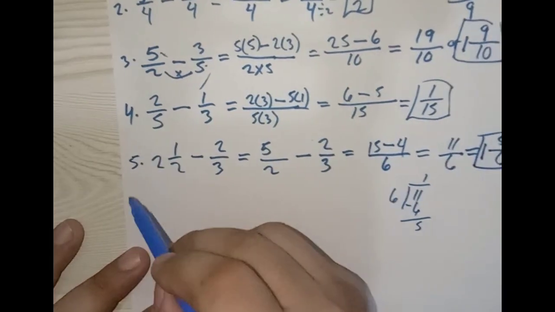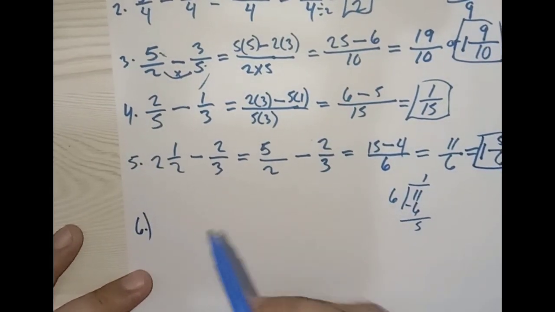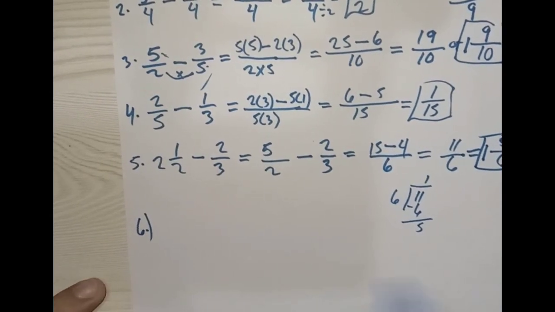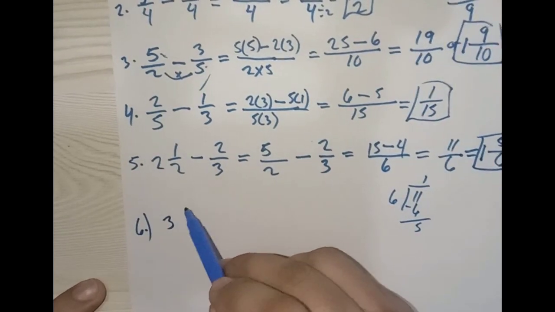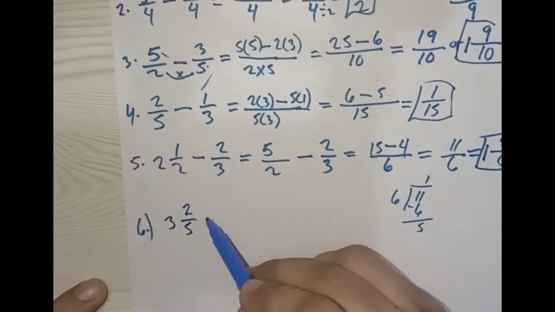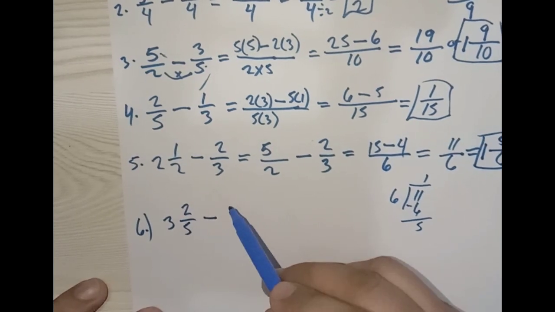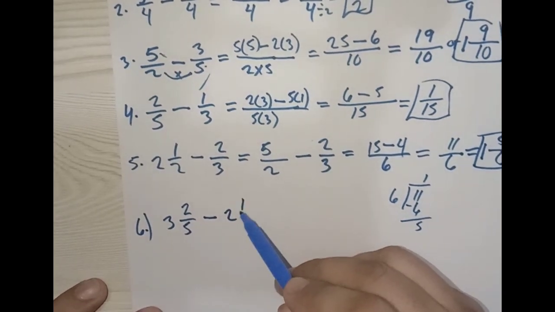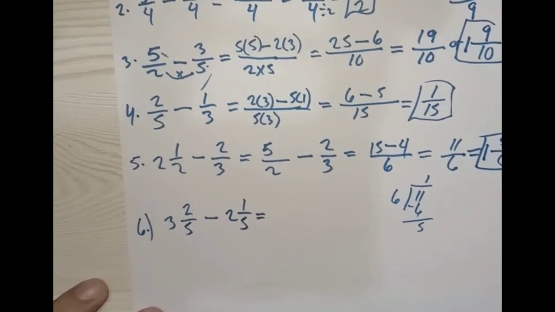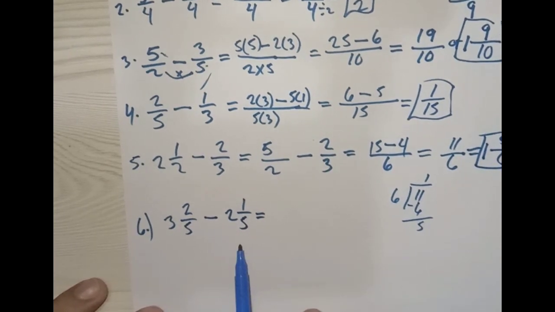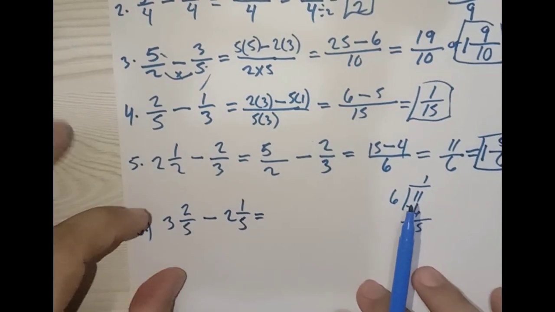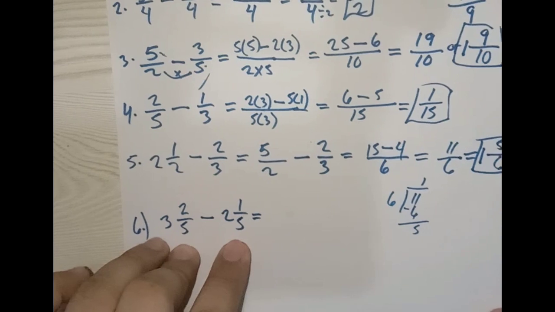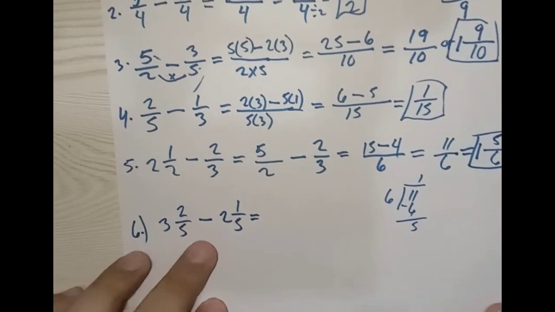Nakuha. Number 6, example. Mag-subtract tayo ng 2 mixed number. 3 2/5 minus 2 1/5. Okay. So, dalawang mixed number ang sinusubtract natin. Okay, ganun din ang gagawin natin dito. Itong mixed number natin, i-change natin into improper fraction.